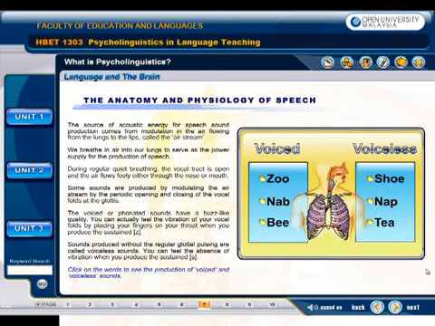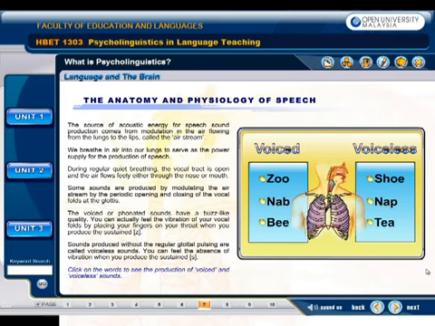The source of acoustic energy for speech sound production comes from modulation in the air flowing from the lungs to the lips, called the airstream. We breathe in air into our lungs to serve as a power supply for the production of speech. During regular quiet breathing, the vocal tract is open, and the air flows freely either through the nose or mouth.